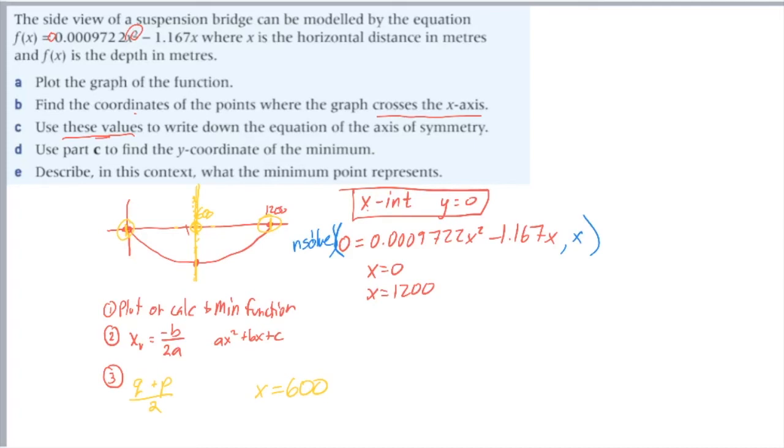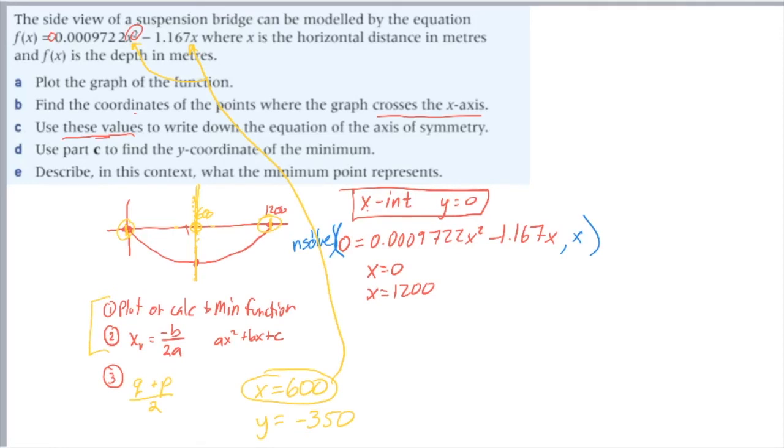All right. Now, in part D, it says use part C to find the y coordinate of the minimum. Now, that should be easy enough because I'm just going to take my x value and put it into my original function for x here and solve for y. And so the y value of that minimum we can calculate on the calculator. Just punch it in. And you should get negative 350. All right? Go ahead, double check that on your calculator. You should get the same answer if you did any of those previous methods.